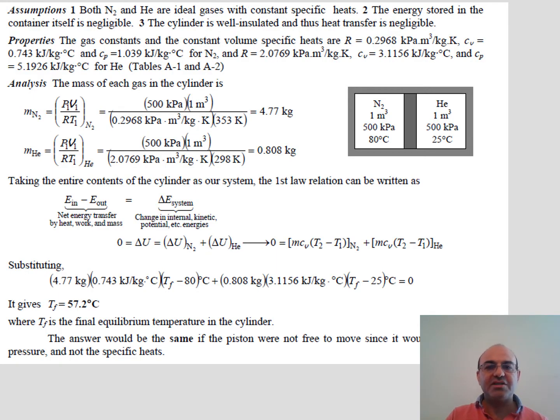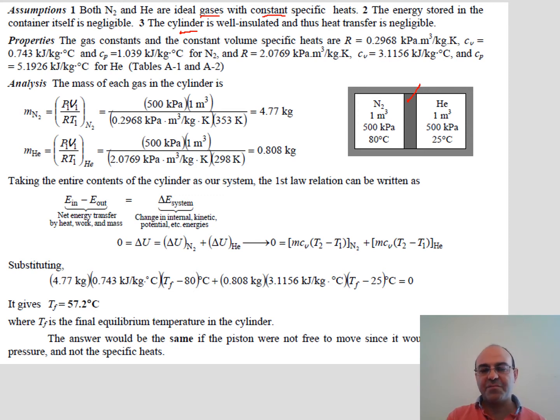Okay, so the assumptions are that we consider the two gases as ideal gases with constant specific heats. And we do not consider the effect of the container itself in terms of energy storage, because if, for instance, the piston is massive, it may store some of the heat and not give it to the other gas. So this is a very interesting and important assumption. The cylinder is well insulated and heat transfer to the surroundings is negligible.